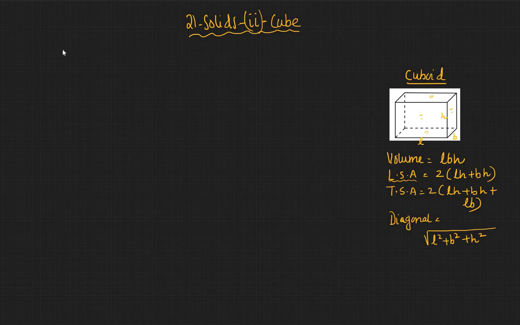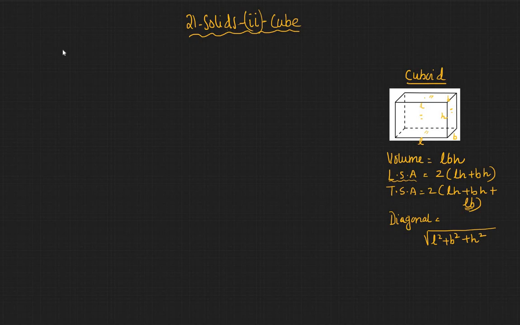Top surface area, you would add 2 times the area of the top because you consider top and bottom. So that's 2 times LB, you add 2 times LB. And diagonal would be square root of L squared plus B squared plus H squared.